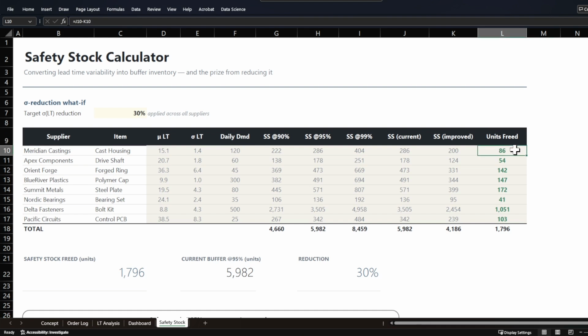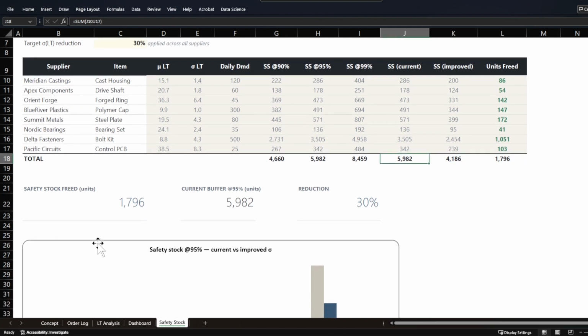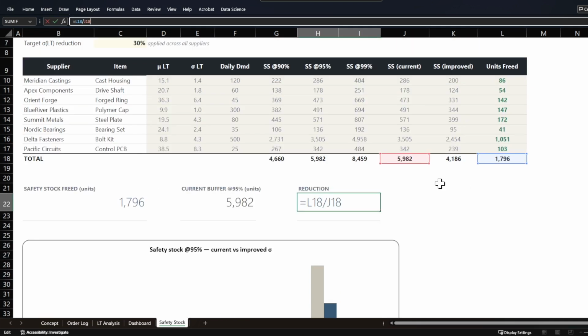And if I compare how many units I have freed from the safety stock by reducing the lead time variability by 30%, it is 86 units. So total units freed against each of the suppliers are 1796, and the new improved safety stock is 4186 against the 5982. So you can see that the safety stock freed is 1796, and the current buffer at 95% is 5982, and the reduction is around 30% if you compare these two.